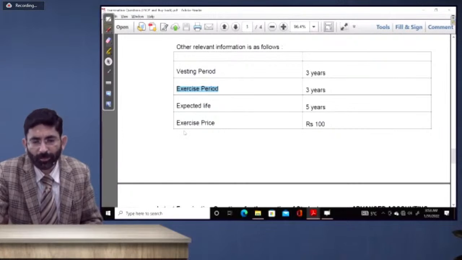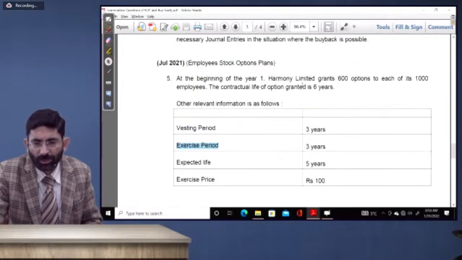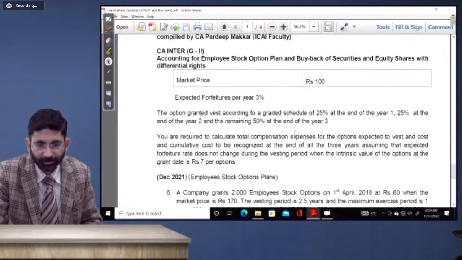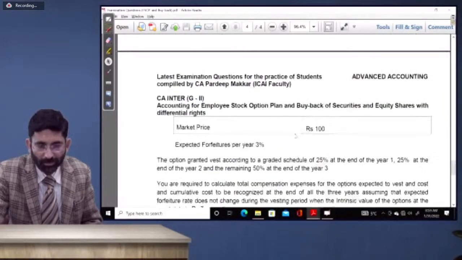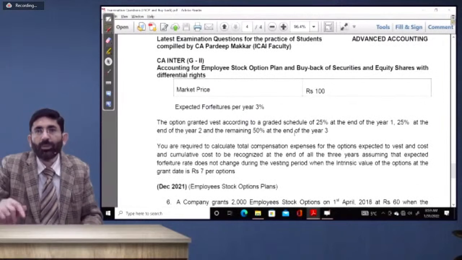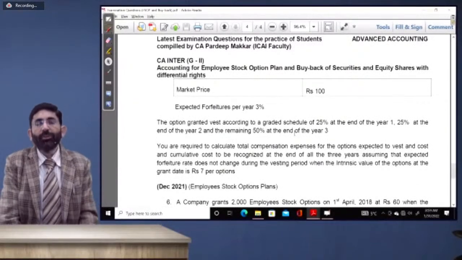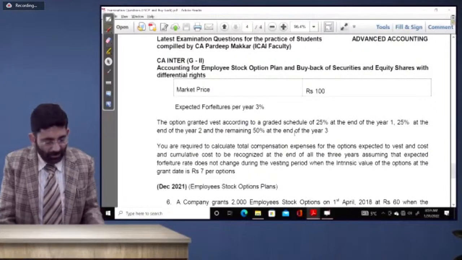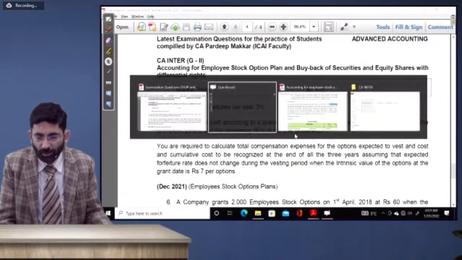But that is not a technical problem for us. We need to go for the contractual period, that is vesting period 3 years, exercise period 3 years. Means first these will be issued after 3 years, and then they will be given an option to purchase within the next 3 years. Market price is rupees 100 per share and exercise price is also 100 per share. One more very important thing: the fair value is not given, and the options granted vest according to a graded schedule. That will be discussed later. First of all, see how to do it when the fair value is not given to you.